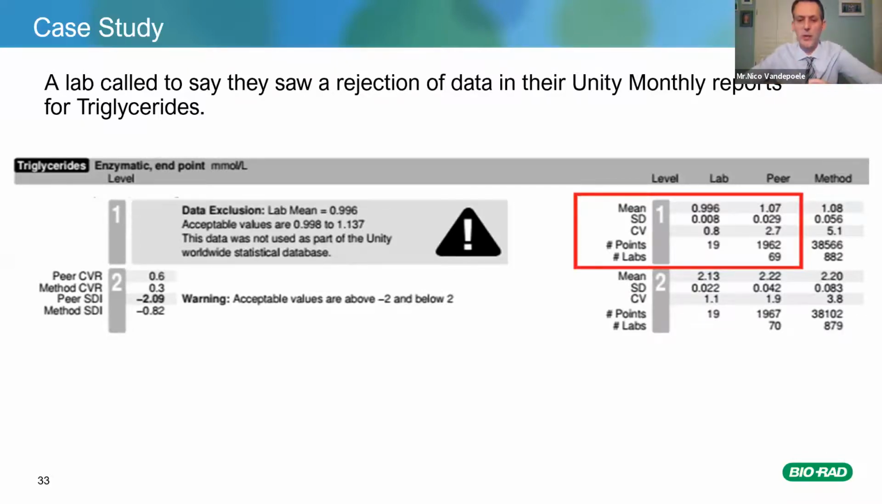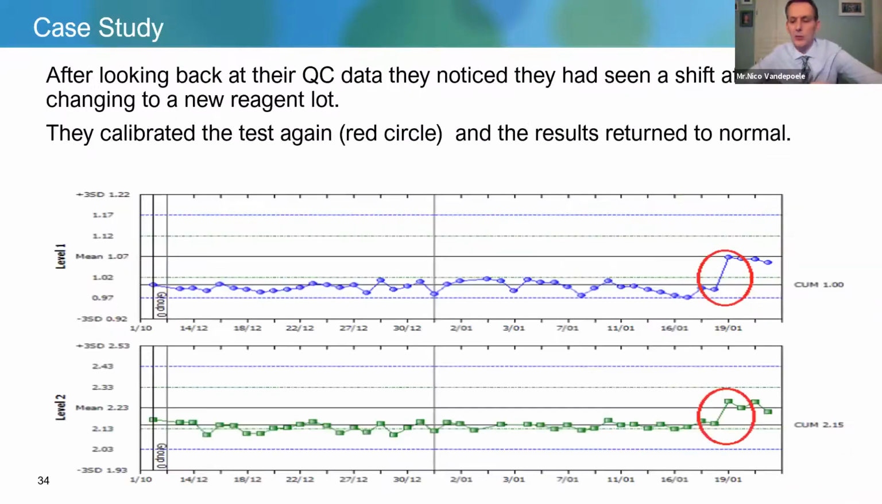So the lab said, okay, what happened? We helped and troubleshot with the lab. What the lab noticed is that after they got the rejection, they saw that they had changed a reagent lot a while ago, about a month ago, and the results were a lot lower. So you can see here that when they were looking at their chart, they saw that they were below the target in their Levey-Jennings. After they got a failure from the Unity report, they recalibrated, which is in the red circle, and the results went back to the target.